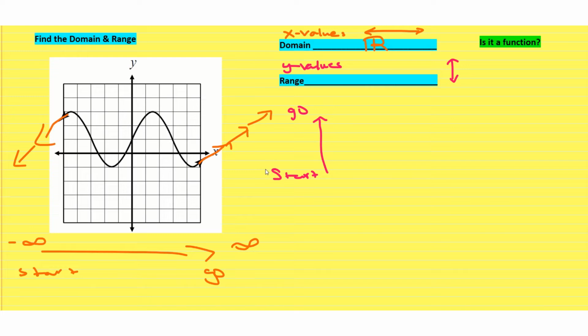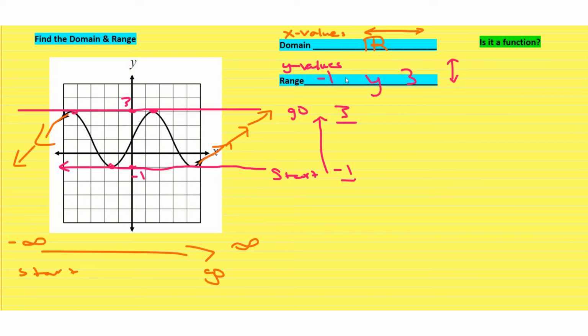Okay, so the bottom of our graph starts right here, and that point right there would be -1. So that's where our graph starts. It starts at -1, and then it goes up to this point right here. That point lines up with 0, 1, 2, 3. So that would be 3. So my graph starts at -1 and goes up to 3. That means that my y values lie between -1 and 3.